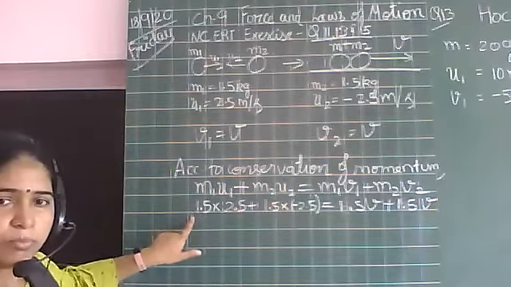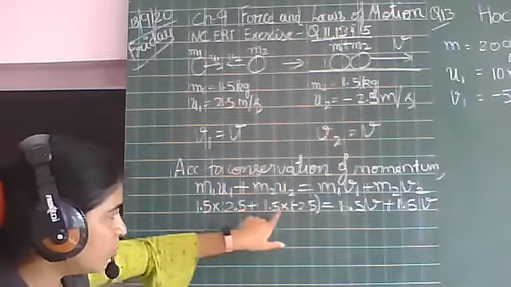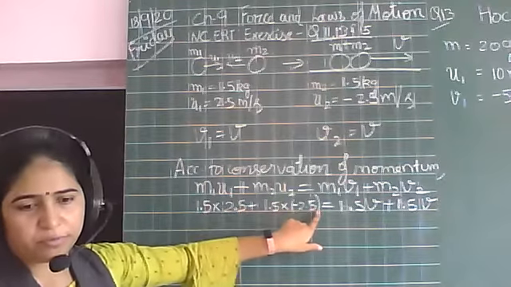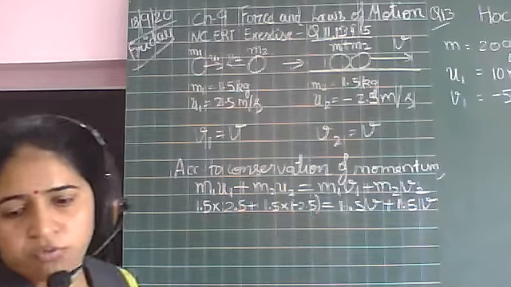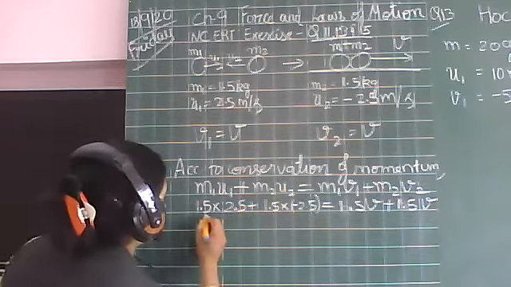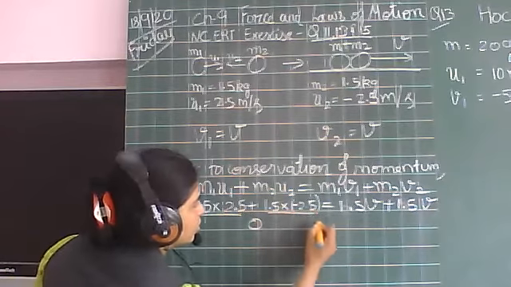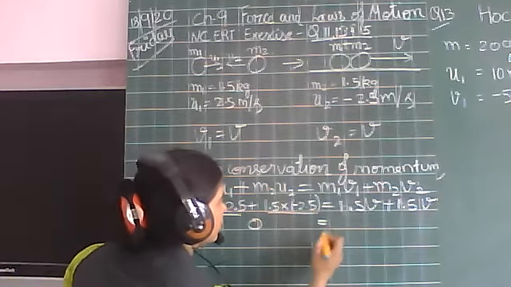Now look carefully over here. This is 1.5 into 2.5, and here you have 1.5 into minus 2.5. Right children? So they are going to cancel out, right? This is in plus, this is in minus, so this will be 0. So 0 equals to..., ma'am, how is the minus here?